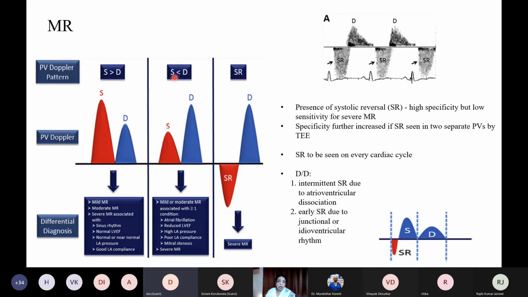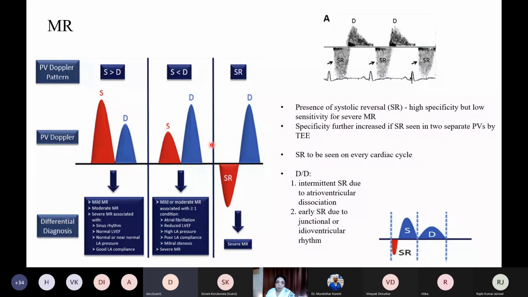Whenever there is reduction in S as compared to D, that is another situation. Here also the MR may be mild or moderate, provided it is associated with atrial fibrillation. So naturally there is rise in LA pressure, so S is reduced. There is reduced ejection fraction, again the same basis behind this. High LA pressure because the atria are not compliant to accommodate that regurgitant flow. Again the same thing, poor LA compliance, and if it is associated with mitral stenosis. So naturally in these situations you do have S less than D, and of course with severe MR.